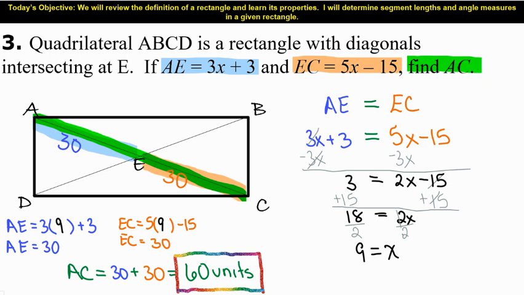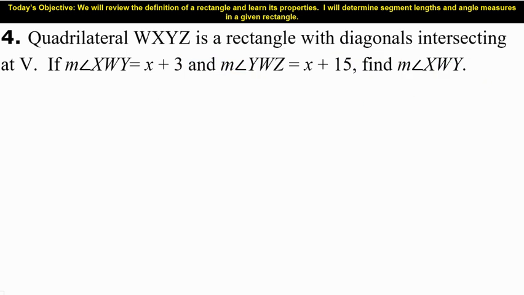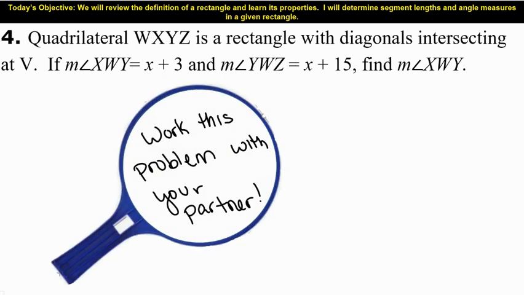All right, let's look at number 4. Number 4, quadrilateral WXYZ is a rectangle with diagonals intersecting at V. The measure of angle XWY is x plus 3, and the measure of angle YWZ is x plus 15. Find the measure of angle XWY. You're going to work this whole problem from beginning to end with your partner. You have 4 minutes.